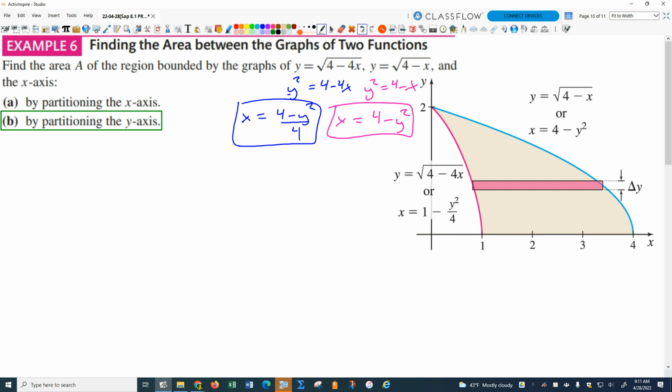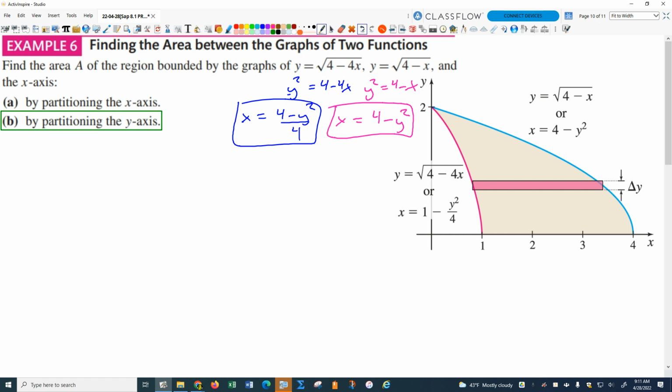Once I've done that, now that I've written these as functions of x instead of functions of y, it looks like they did that anyway, right? So I got my colors backwards, didn't I? Yeah, I got my colors backwards. That should have been the blue one and that should have been the pink one, right? But you get the idea, okay?